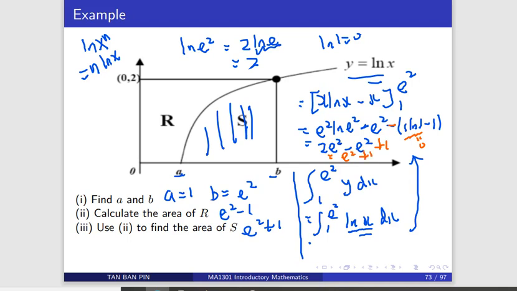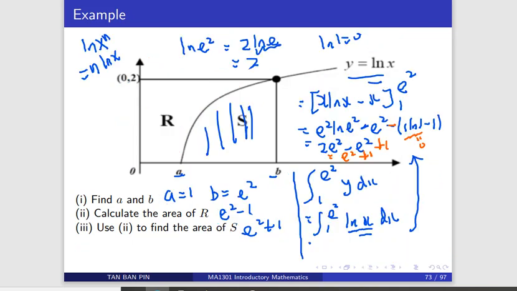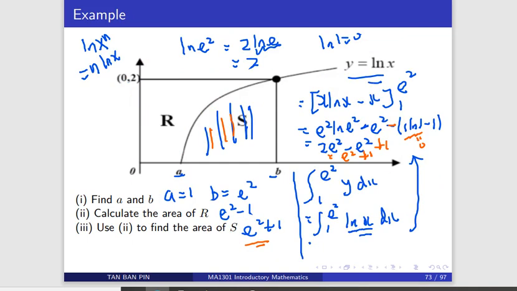So it still gives you the same answer as what I did just now, e squared plus 1. So if you consider doing integration directly, instead of considering the area of the rectangle, which is 2e squared, minus area R, which is e squared minus 1, to get e squared plus 1, you can do integration by parts to get x ln x minus x, and you integrate from 1 to e squared because it's about the x-axis. You still get the same answer. So either way, you get the same answer.